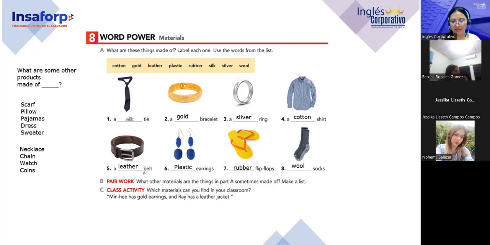Jackets. Yeah, right, but they are very expensive. This is a very expensive material. Silk is a very expensive material. Gold is a very expensive material. Silver is a very expensive material. What do you think about plastic? Is plastic an expensive material? ¿Será caro? Is it expensive? No. Right. It's cheap.